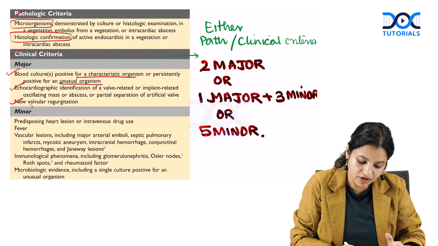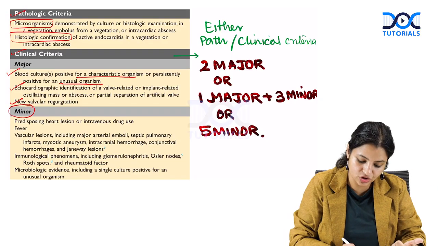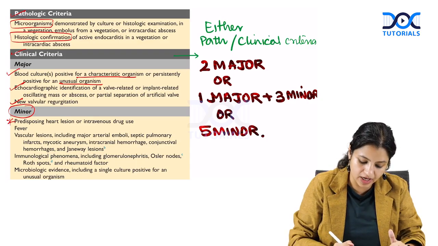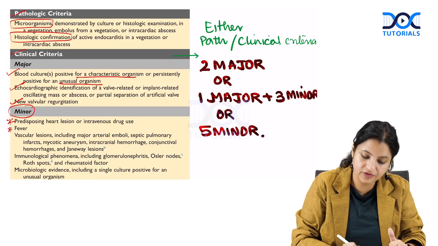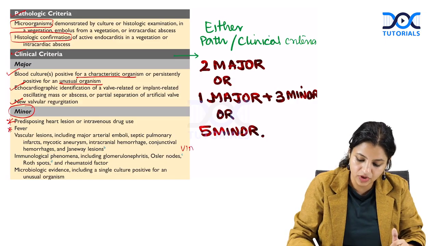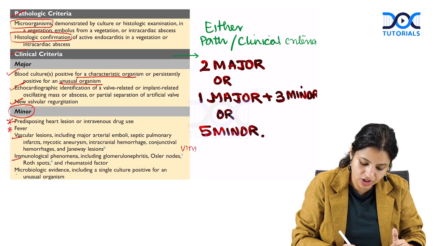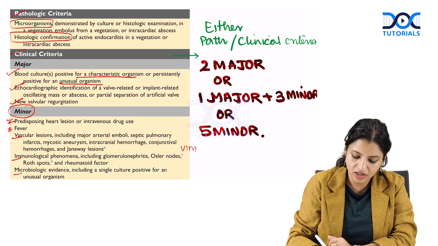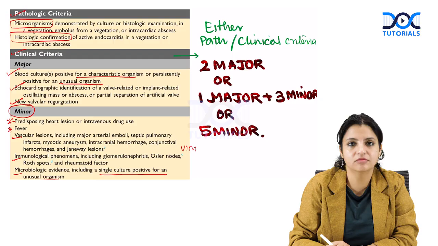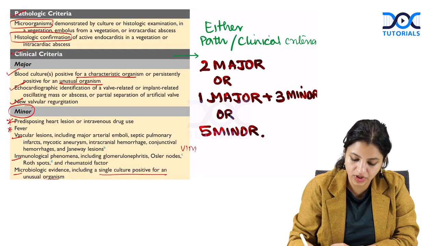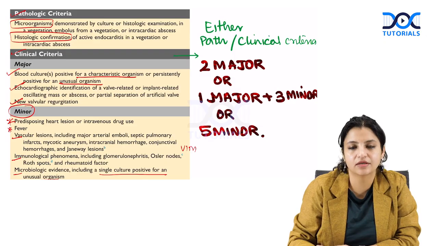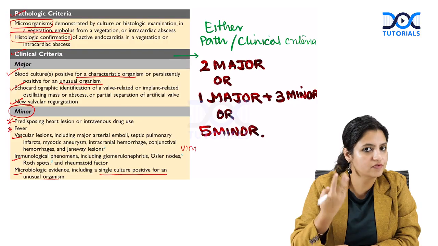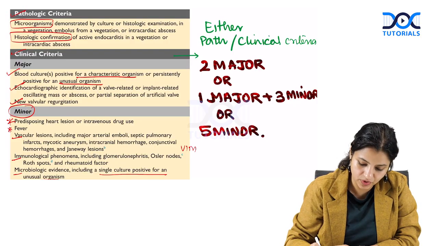Okay, apart from that, we have minor criteria which you already know, that there should be a predisposing heart lesion or the patient should be an IV drug abuser. And apart from that, you all know that the patient should have a fever. Okay, and then VIM. What is VIM? Vascular lesion, immunological lesion, and microbiological evidence. Microbiological evidence means even if there is a single culture which is positive for an unusual organism, it is considered a minor criteria. So fever is one of the minor criteria. Remember, there should be either a previous heart lesion or IV drug abuse, fever should be there, and the patient should have VIM.